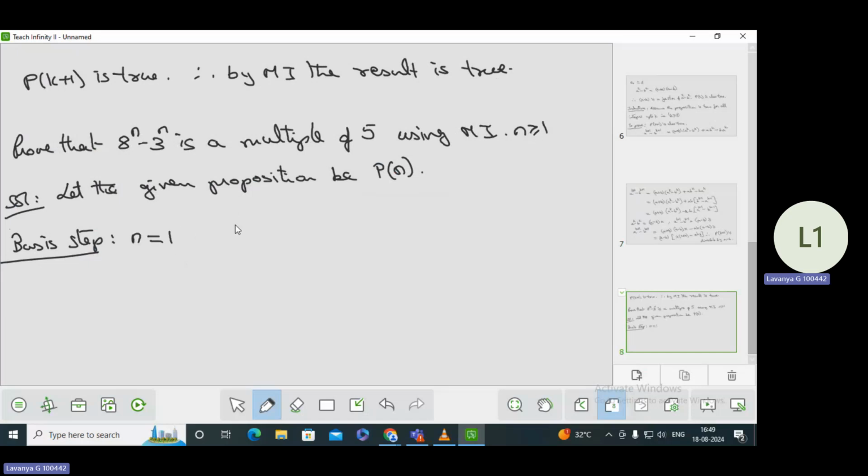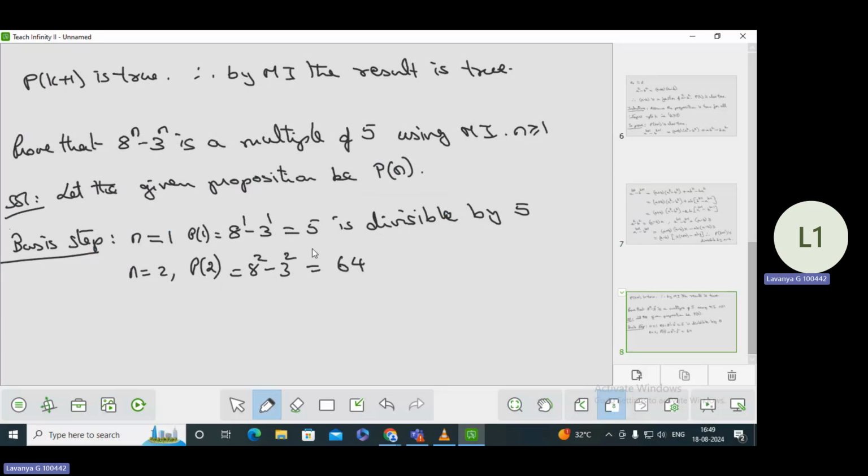So when n equals 1, 8^1 - 3^1 equals 5, which is divisible by 5. We are done. This is my P(1). So when n equals 2, my P(2) equals 8^2 - 3^2: 8 squared is 64, 3 squared is 9, so it is 55. So 55 is also divisible by 5. So P(1) is true, P(2) is also true. Then the inductive step.